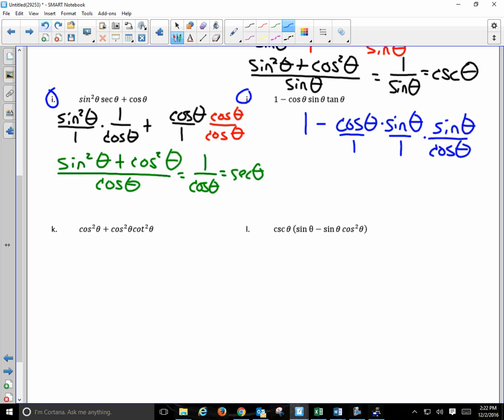Okay, so I changed it. I still have the cosine, I still have the sine, but I changed tangent to sine over cosine. So what's going to happen there? Yeah, the cosines are going to cancel. What are we left with? I'm left with 1 minus sine squared. Wouldn't it be great if we knew what 1 minus sine squared was? It's cosine squared. Sweet.